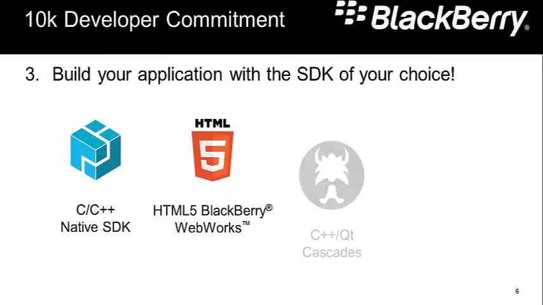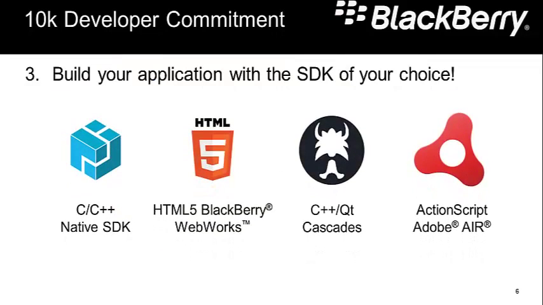Next, you need to build your application. Build your application with the SDK of your choice, either C, C++ native SDK. You can use the HTML5 BlackBerry WebWorks. You can use C++ along with Qt and Cascades, or you can use ActionScript and Adobe AIR. Any of these SDKs will qualify for the 10K program.